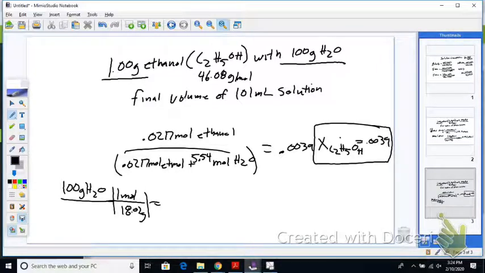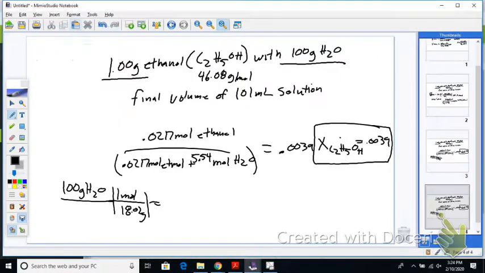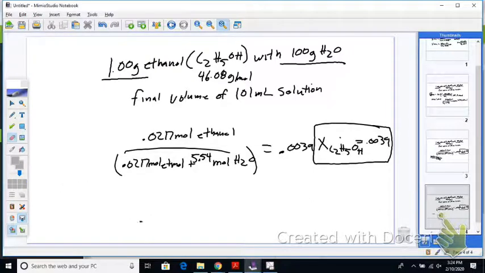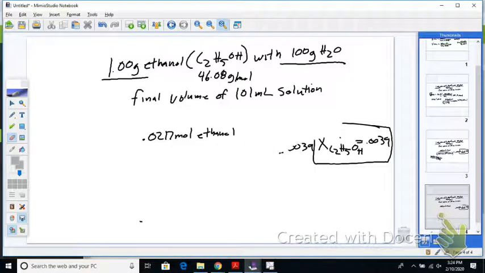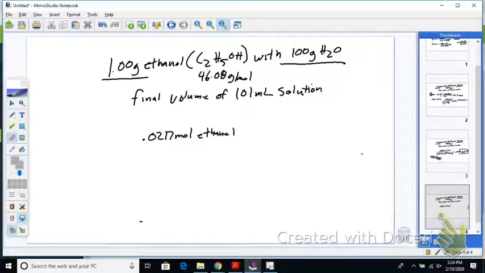And the last one that I want you to do is find the molality. Next one's molality. So we already found our moles of ethanol. We've got that again. Now we've got to divide it by the kilograms of solvent. In this case, kilograms of water, right? So what's our kilograms of water?